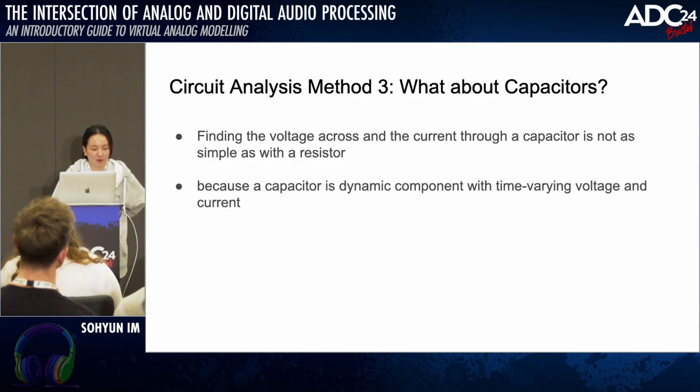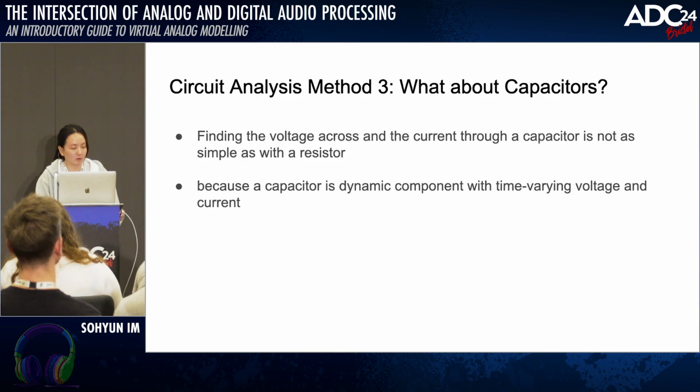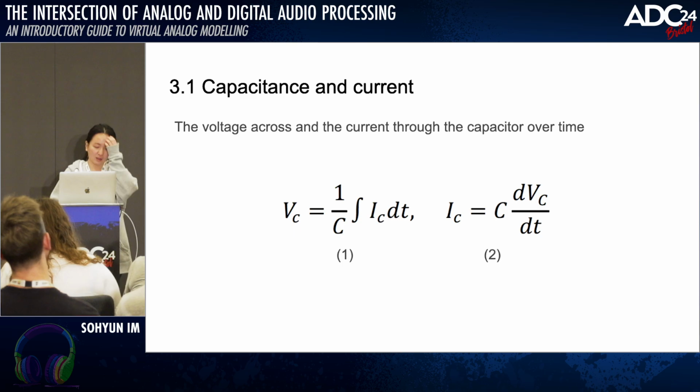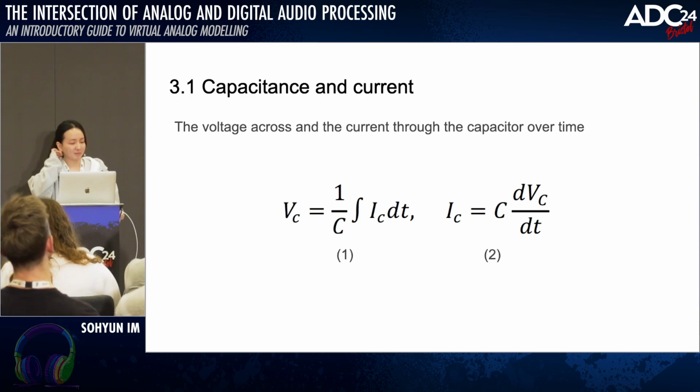Finding the voltage across and current through a capacitor is not as simple as with a resistor. Why? Because a capacitor is a dynamic component with time-varying voltage and current. With a resistor, if you want to find the current through it or the voltage across it, it's always the same. The value never changes over time. It's a fixed value. But a capacitor is different. It's always changing. And as you see, the formula is not pretty.